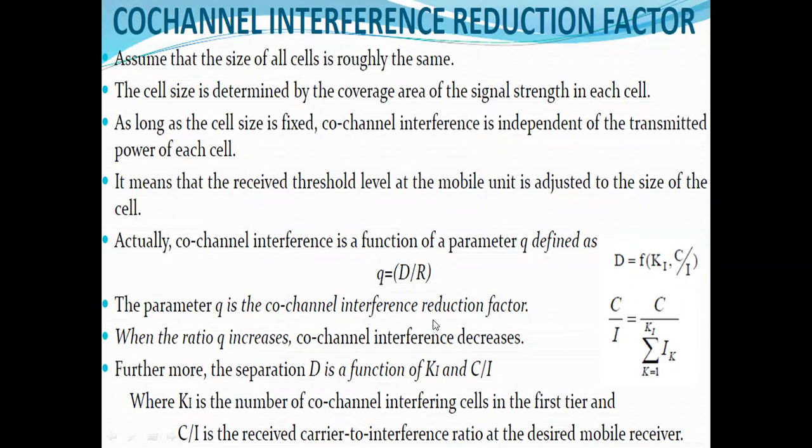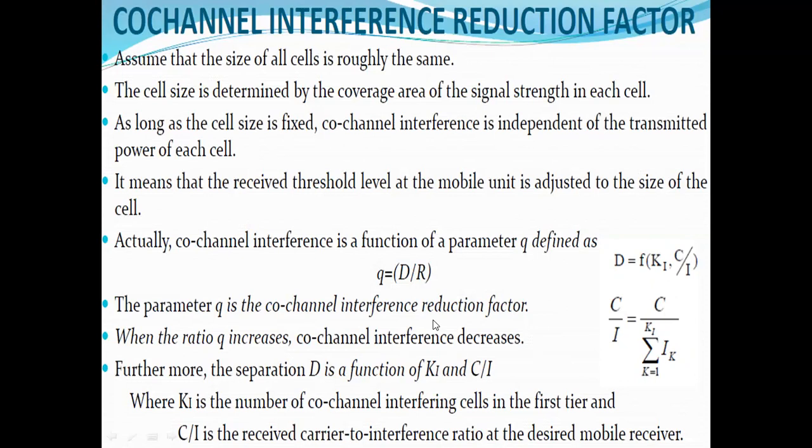So Q is the co-channel interference reduction factor. Naturally, if Q increases, then your co-channel interference will decrease, because you know that the radius is fixed. If Q increases, distance increases, and if the distance between the two co-channel cells increases, then interference also decreases.